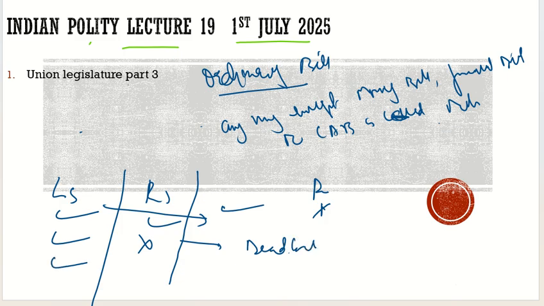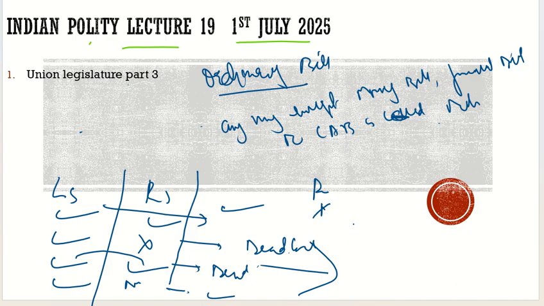If it passes in the Lok Sabha, the Rajya Sabha amends it and passes it back to the Lok Sabha, and the Lok Sabha does not accept the amendments, it will also lead to a deadlock. Within 6 months, if the Lok Sabha passes it and the Rajya Sabha does not act on it, it will also lead to a deadlock. And here you have to note down this point: the president may call for a joint sitting.